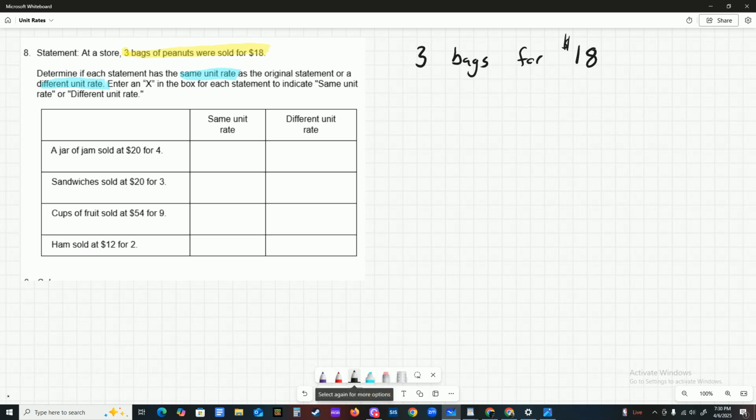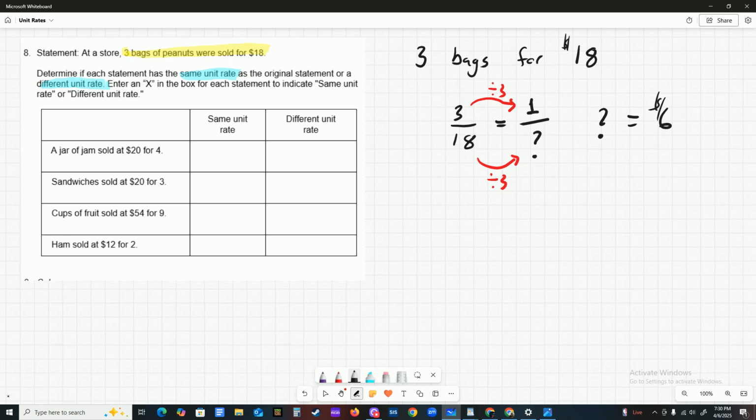And what that means is how much is 1 bag of peanuts? Well, we have 3 for 18, right? You can solve it using ratios. Watch this. So you have 3 bags for $18. And we want to know how much 1 bag is, and we don't know that price, right? So you could use ratios like this. How do you get from 3 to 1? You divide by 3. And because it's the same unit rate, you have to divide the bottom number also by 3. So in this case, the question mark becomes $6, right?